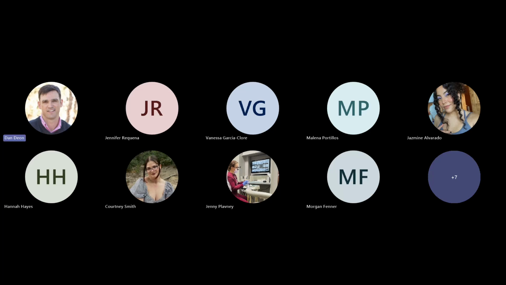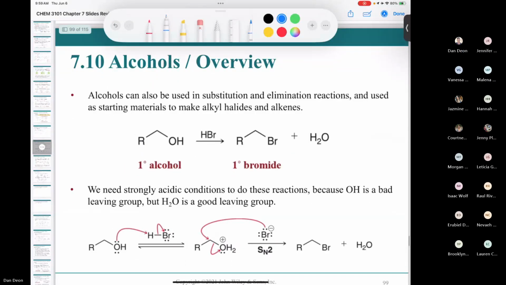Okay, so let's keep going here. We just solved question 7.32. Now we're going to talk about alcohols for a little bit. But way back in chapter one, we covered all the functional groups. So you guys all know what an alcohol is, right? You have a hydroxyl attached to some kind of R group.